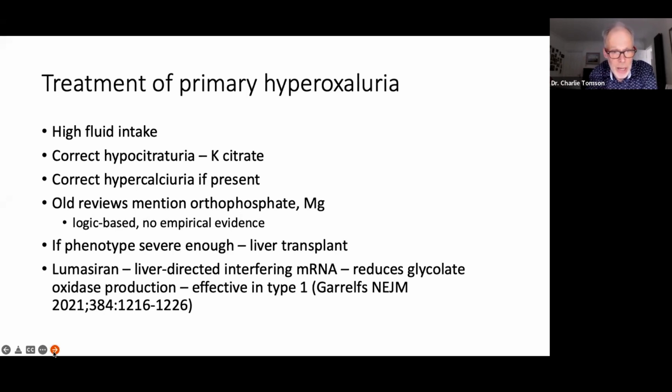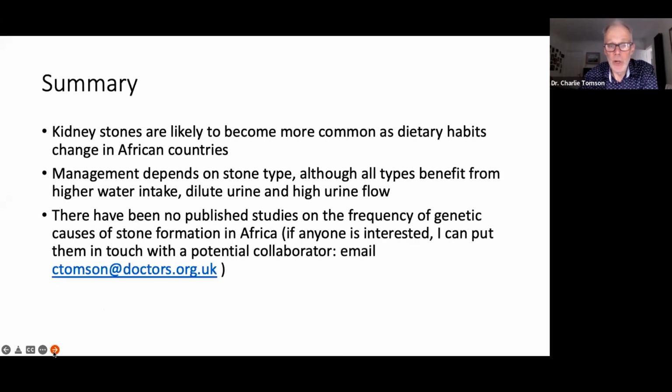In the Western world, we've been lucky enough to be allowed to offer liver transplant to these people. And there is now, as of earlier last year, a liver-directed interfering RNA treatment, which is astonishingly expensive, at least now, which is effective in reversing the phenotype of type 1 primary hyperoxaluria. So that's very exciting for the future. Those are all the slides that I have for you.